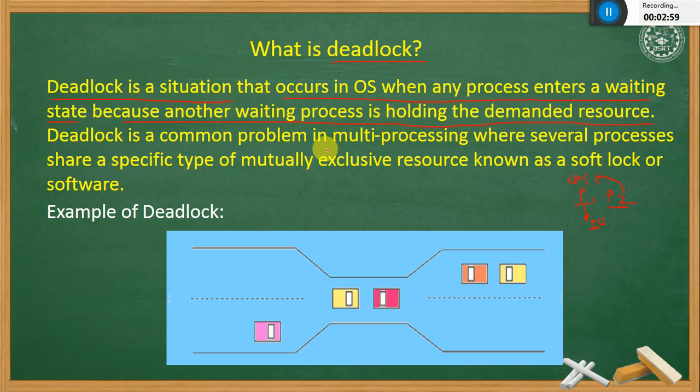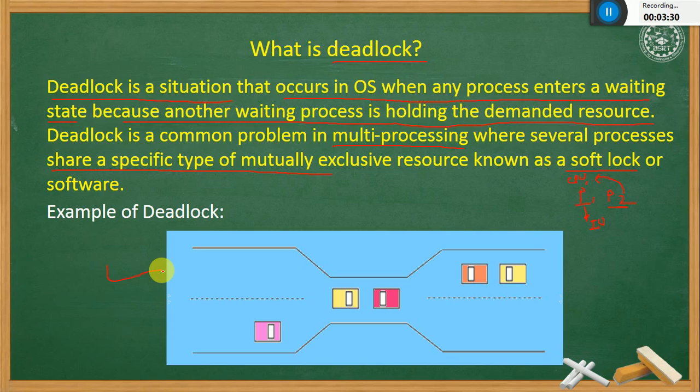A deadlock is a common problem in the multi-processing environment. Several processes which share a resource, typically a mutual exclusion resource or soft lock, or software which shares multiple resources, will cause deadlock. To understand the deadlock concept we can take a real-time example.